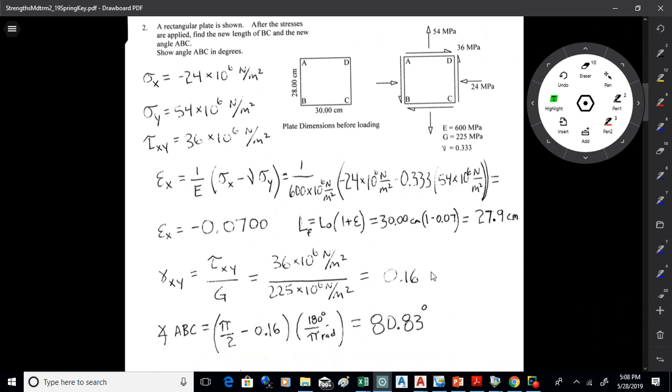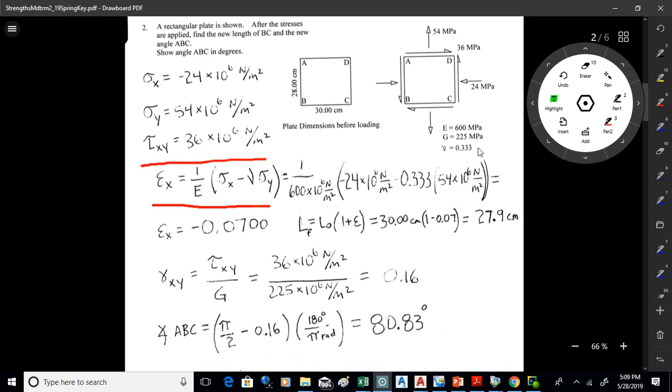All right, the next one here, we've got a rectangular plate. We've got the stresses shown applied. We want to find the new length for BC and the new angle ABC. This involves finding the strains. That involves Hooke's law. So there's Hooke's law. We've got the stresses that are given. There they are, right above here.